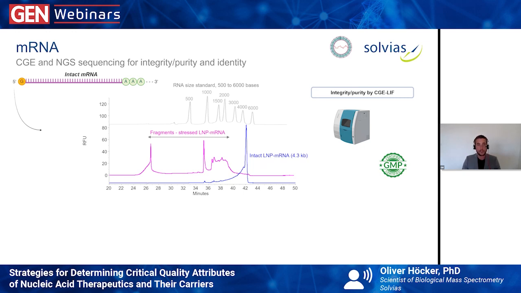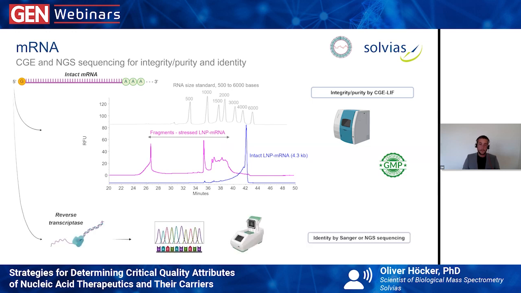So if you compare this to RNA size standard, the gray trace from 500 to 6,000 nucleotide lengths, we see that we have a lot of fragments between 900 to 3,000 nucleotides. So this is a very good technique to assess the integrity and purity of mRNA. Of course, this doesn't tell us that it's the correct identity, but in combination with Sanger sequencing or next generation sequencing that confirms each nucleotide has the correct order, this is a very good combination of both techniques.